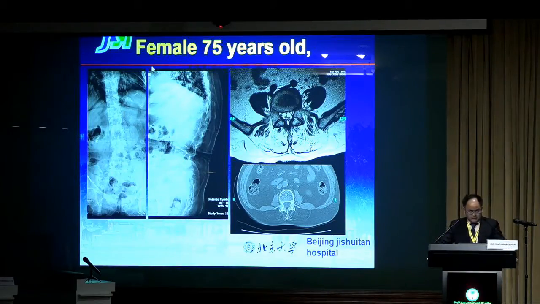As you can see, this is a female, 75 years old, and of course, you see this degenerative change. But if you look at this MRI, T1 weighted, and this CT scan, as you can see, this paraspinous muscle is all infiltrated by fat, no muscle at all. And this is the CT scan, and you don't see any muscle at all. So this is clearly very severe fat infiltration.